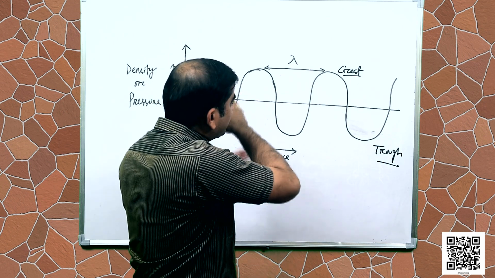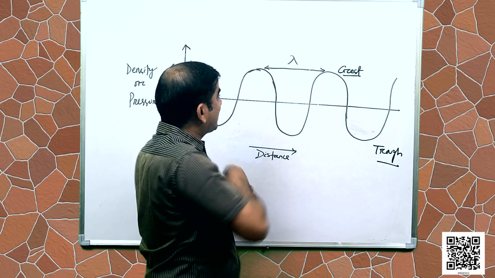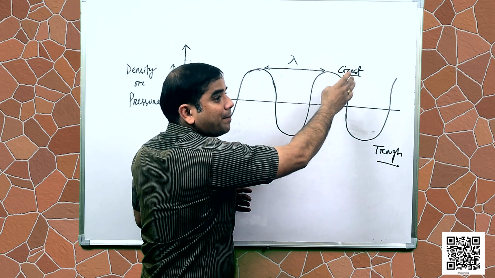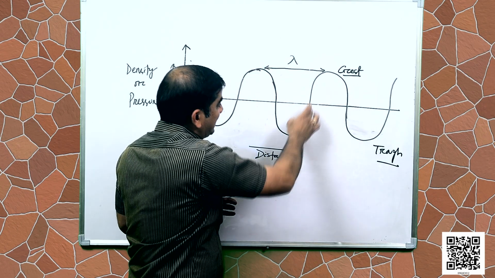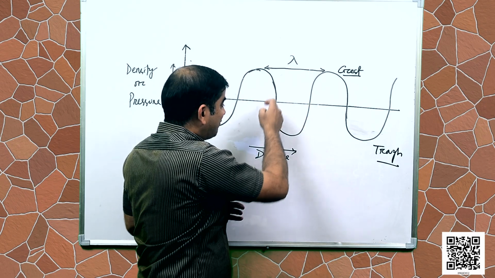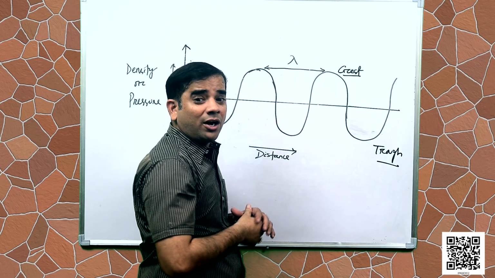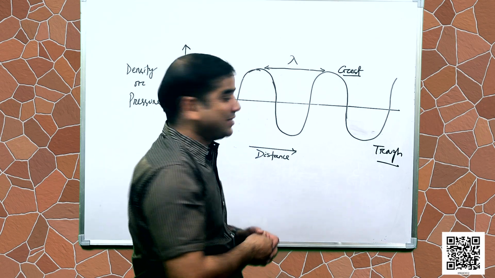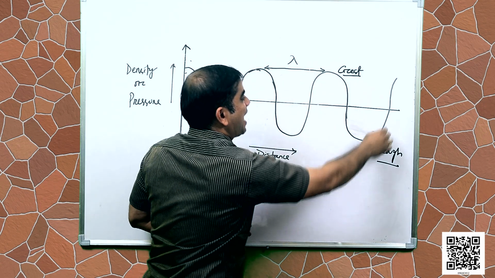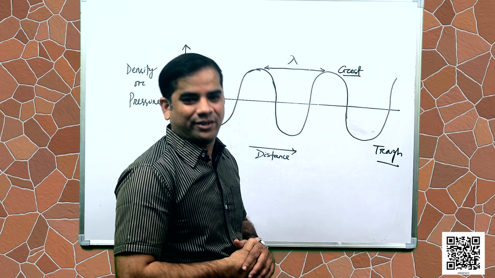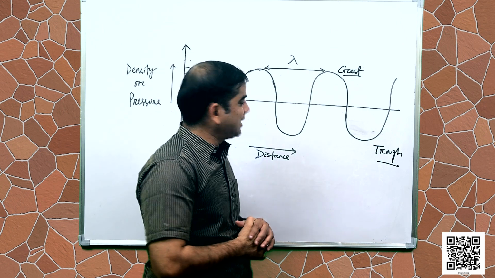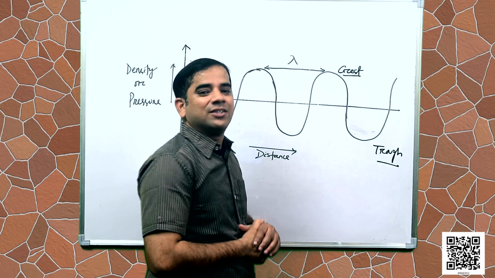Then, as per the particles' movement, they come, they go down and they again go up. That means the valley, that is below the straight line, is your rarefaction. So, compression and rarefaction, compression and rarefaction and so on. The peak is called your crest and the valley is called your trough.